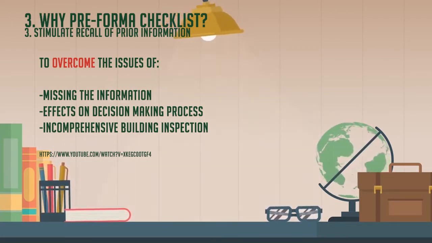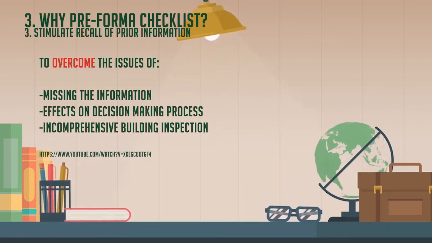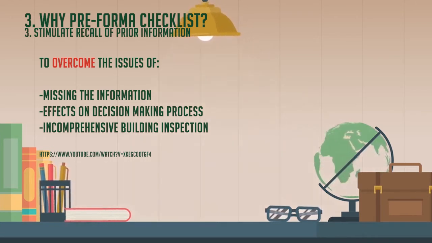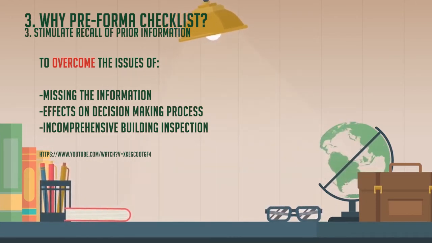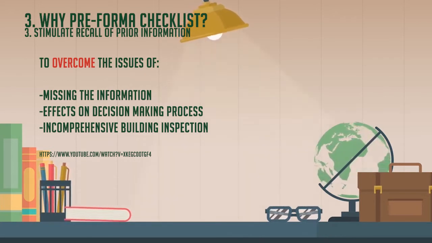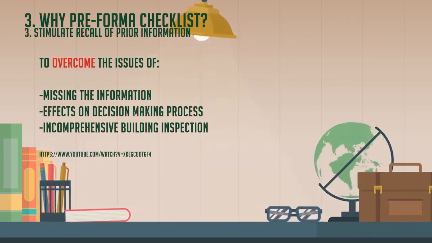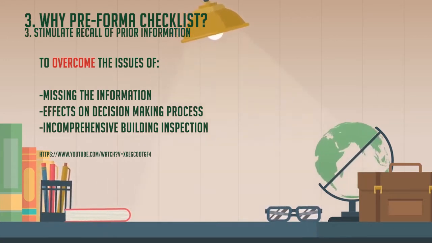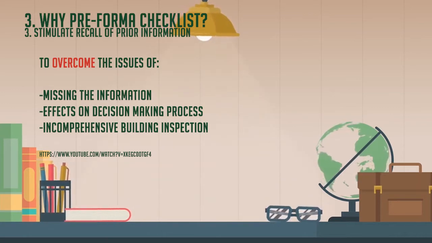Second, effects on the decision-making process. If you get wrong information, it will affect the decision-making process. And last but not least, a comprehensive building inspection. Of course, if you are missing several parts or components in that particular building, it will affect the total result of the building inspection. That is the reason why a pre-forma checklist is very important and crucial during a condition survey process.